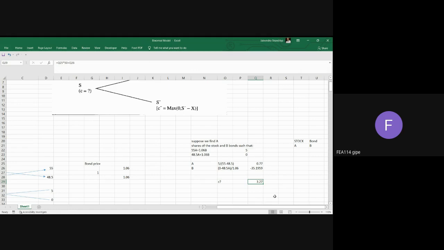Nothing else is required. All you need is the initial stock price, exercise price, the up value, the down value. That's it, and the interest rate. Of course, interest rates are required to discount it back to the normal. So this is how it is done.